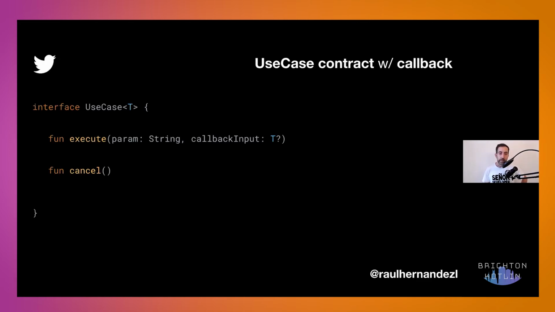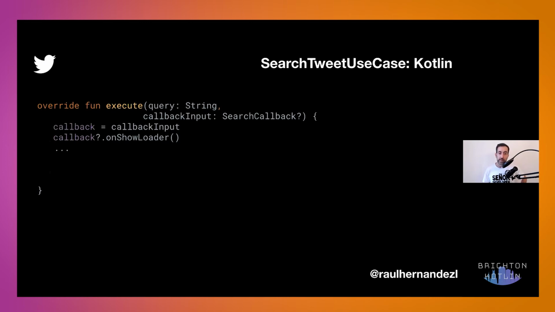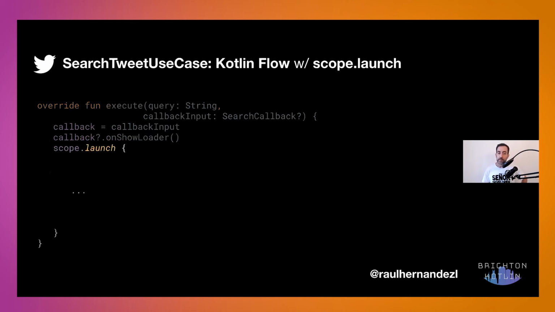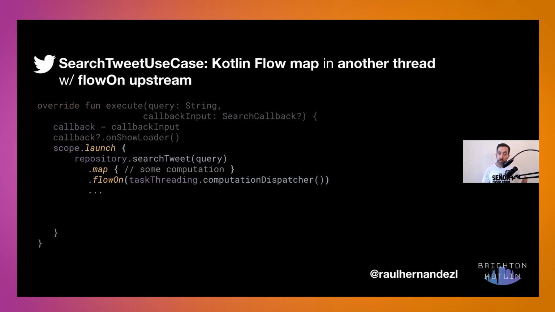Right, use case implementation. First of all, I introduced the use case with the execute method, passing the query parameter, that's a string, and the callback. And then the cancellation method, if I want to cancel the scope. The execute method is going to start the callback initially, so showing the loader, the indicator, and then starting the scope with the launch. The repository is going to search for this query of interest, and then I'll map any operation if I want to do any particular computation that the business logic requires. And this means that I'm going to use this in the computation dispatcher, because obviously I don't want to block the main thread of the application.